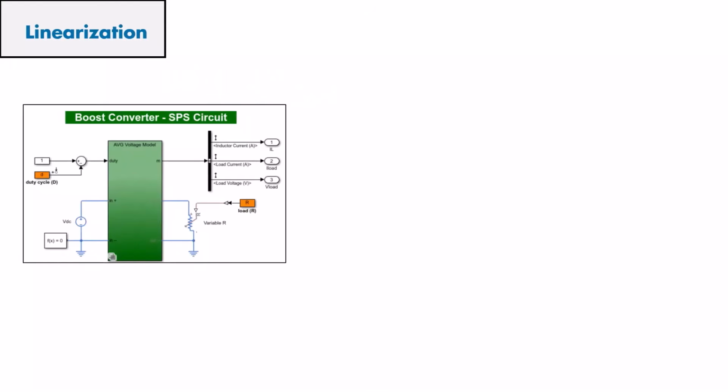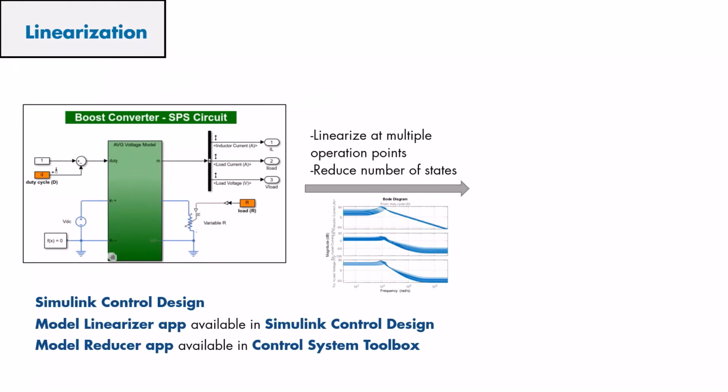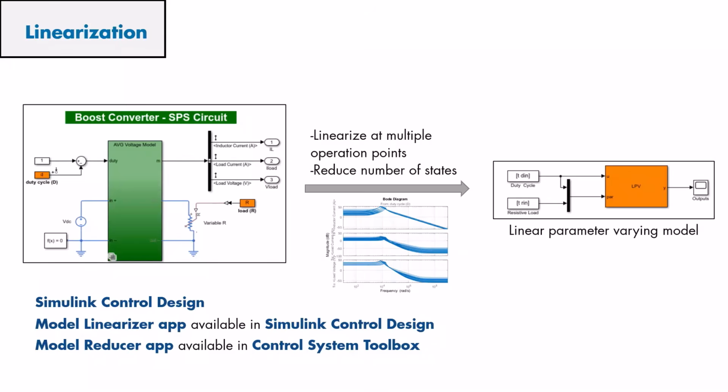Another way to create a ROM is to use linearization-based techniques. If you're working with a nonlinear Simulink model, you can linearize it at an operating point, reduce the number of states, and use that linear model in the vicinity of the operating point to speed up simulations. You can also linearize a nonlinear model at several operating points to create a linear parameter varying model that you can use to simulate the system across multiple operating conditions.